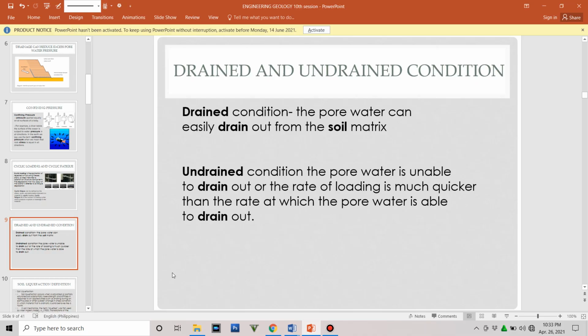So what is the implication of this? Pag in-applyan mo siya ng loading, kapag kino-compress mo siya, mas mabilis mag-transfer yung loading than water to be drained out. So what is the implication of that? Malambot yung lupa and your foundation will fail.